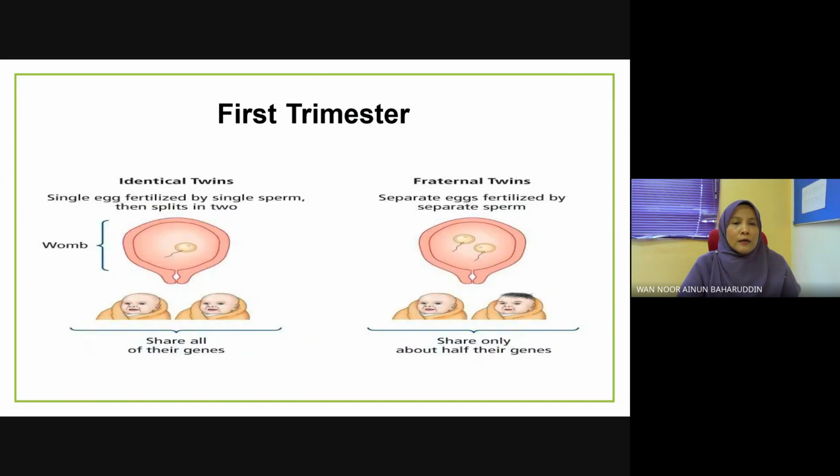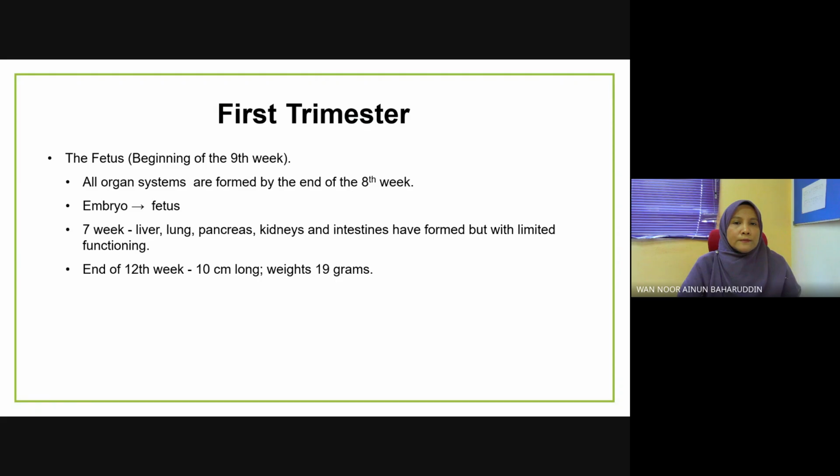So this is how identical twins develop if the embryo splits into two during the first month of mitosis. A single cell is fertilized by a single sperm and splits into two. If it is separate eggs fertilized by separate sperm, it's what we call dizygotic twins, or fraternal twins, and they share only about half of their genes.